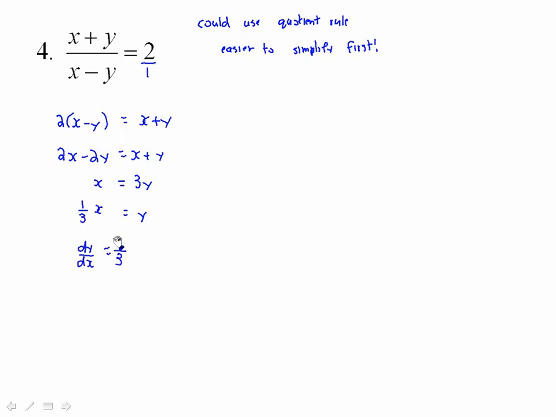Now, had you used implicit differentiation on this and the quotient rule, you'd have got yourself into some trouble. You would have probably got it right, but it would have been a lot of work. So I would recommend that you always keep an eye open for simplification.